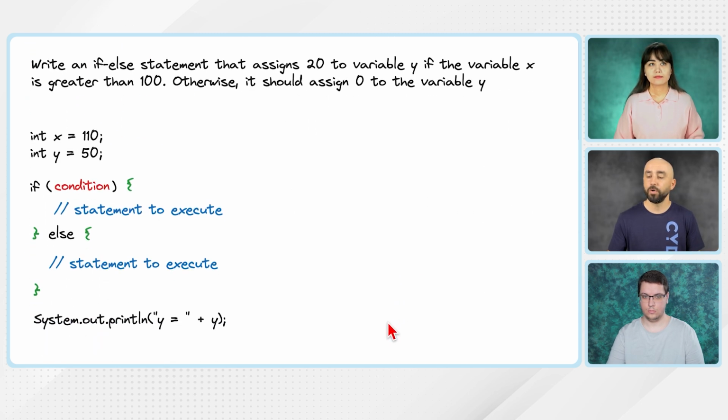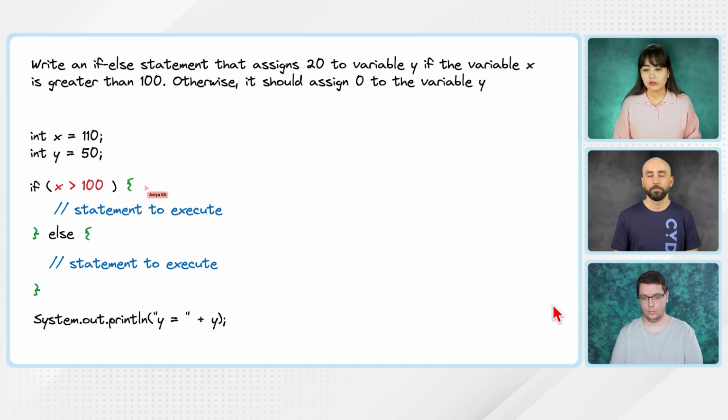Asya, you wanna go through this example? Yes. So the first task: write an if-else statement that assigns 20 to the variable y if the variable x is bigger than 100. Otherwise, it should assign 0 to the variable y. So we have given two values for x and y. Now the condition in the task is if the variable x is greater than 100. So my condition is x greater than 100.